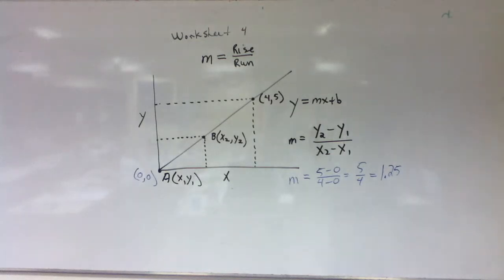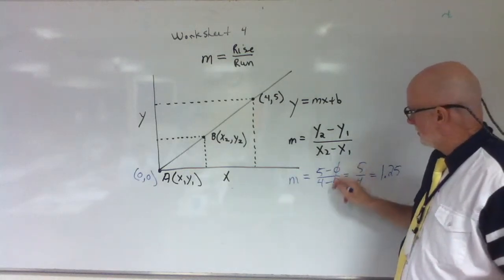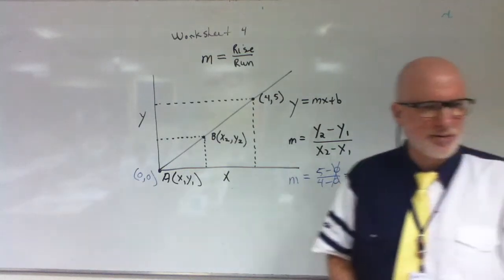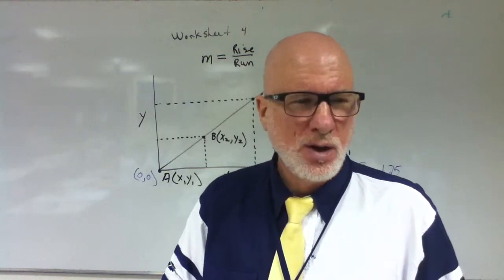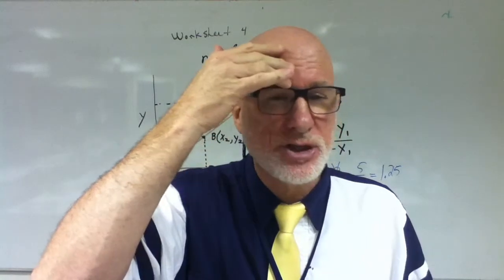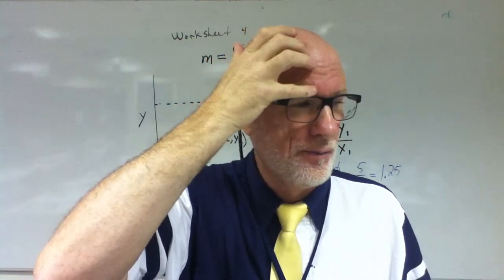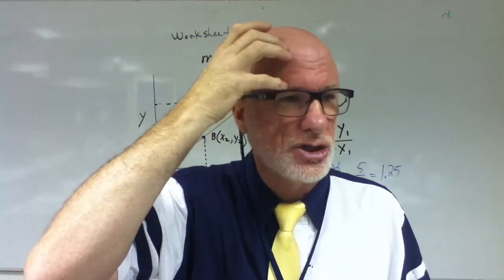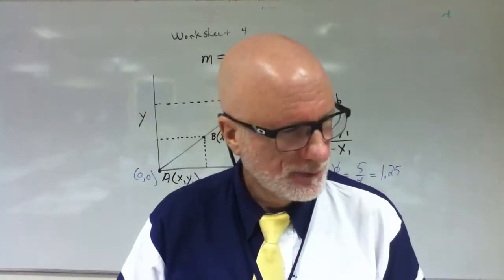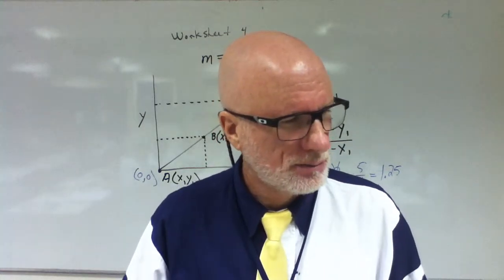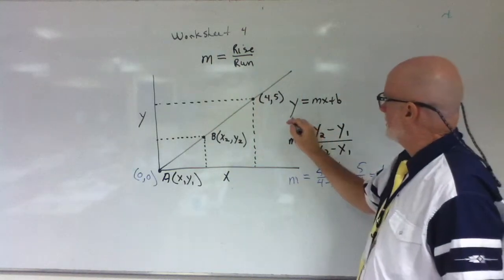Okay, easy? But look at this. You want to see something? The zeros cancel, don't they? Why do they cancel? No value. What's the general equation of a straight line? Isn't it y equals mx plus b?